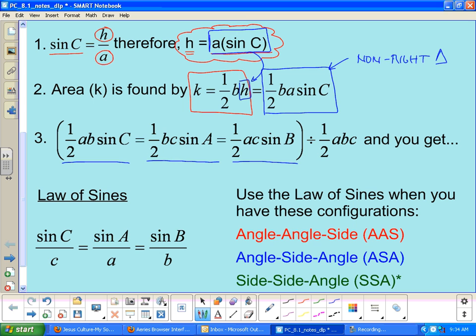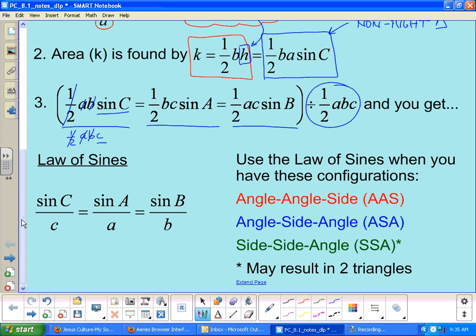So if I took all three of those, which are all equivalent, by the way, because they're the same triangle, and then I divided by this value of 1/2 ABC, you see the 1/2's disappear. I'll just show you how it works. The 1/2's go away, the A goes away, the B goes away, and I end up with sine C over C. And this is the law of sines.